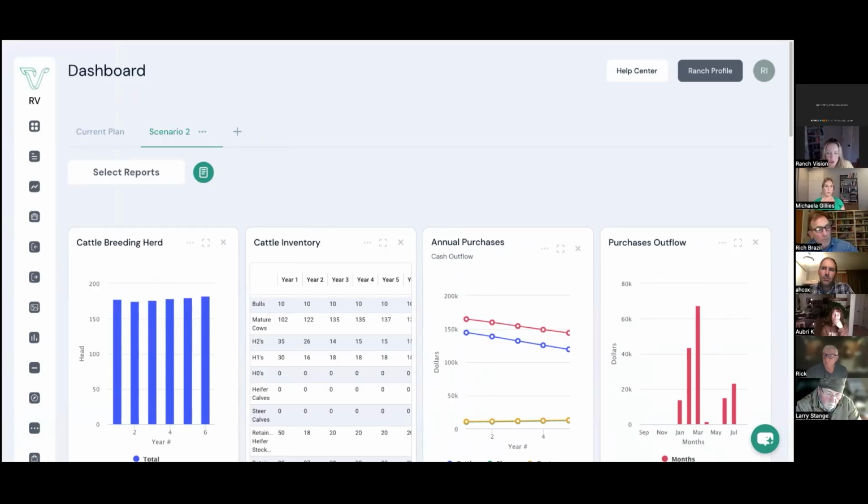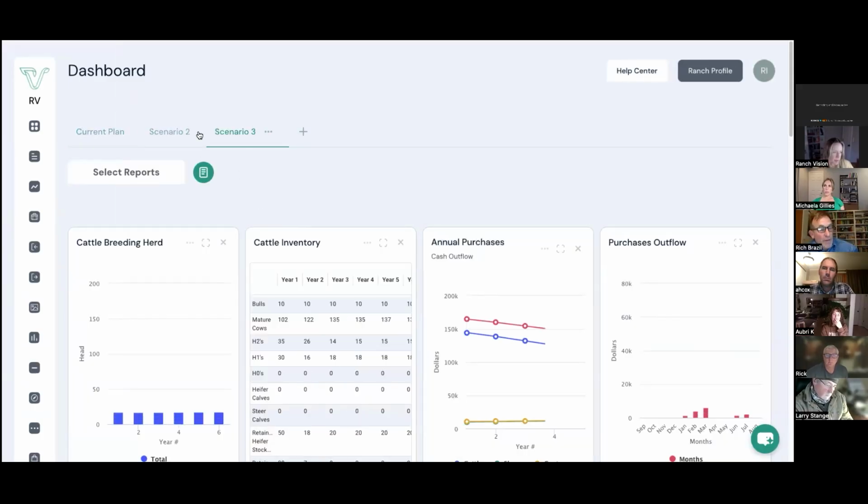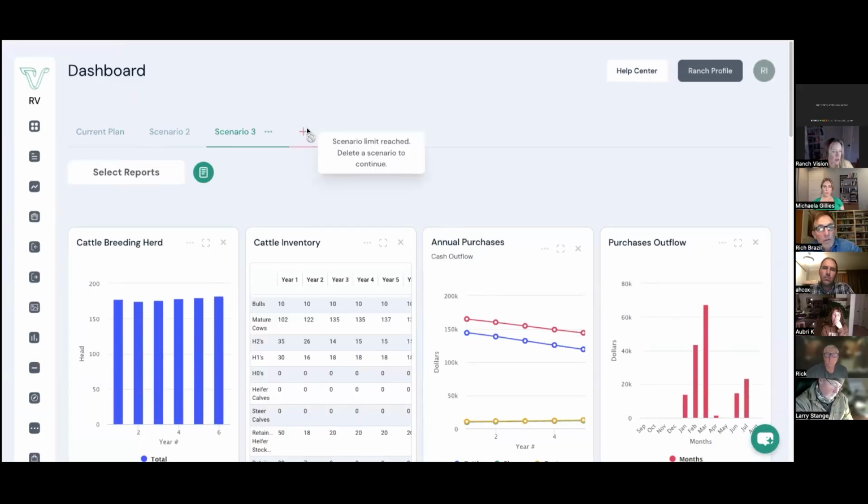How many scenarios can we do at a time? Two in addition to your current plan. And then you can always save this, download your reports, or take a screenshot, so you can remember.